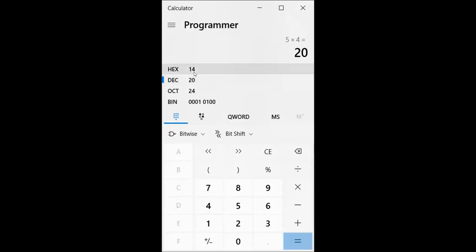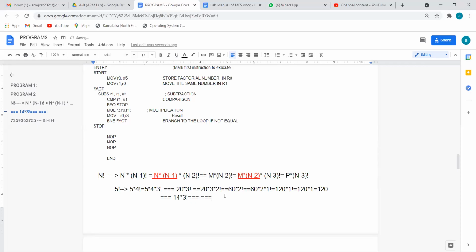Okay, so 14. Then if I multiply that with 3, I am going to get 60 in the decimal, but the computer stores it in hexadecimal. Here you can see. So what do you mean by 60 here? 60 here is 3C star 2 factorial. Okay, next, what do you mean by 120?